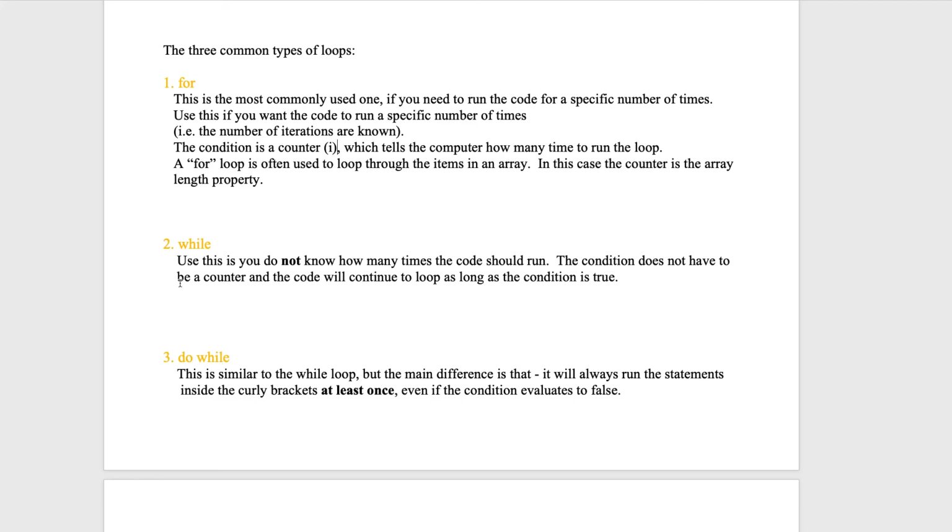This is the while loop, the second example, which we'll explain in more detail. Use this if you don't know how many times code should run. And finally, you have a do while loop, very similar to the while loop, but the only difference is it will run the statement inside the curly brackets at least once, even if the condition evaluates to false. This will be explained in more detail in some examples.